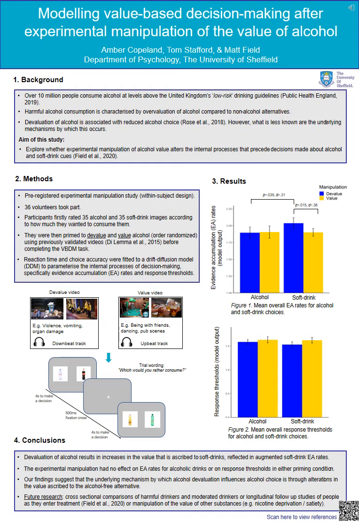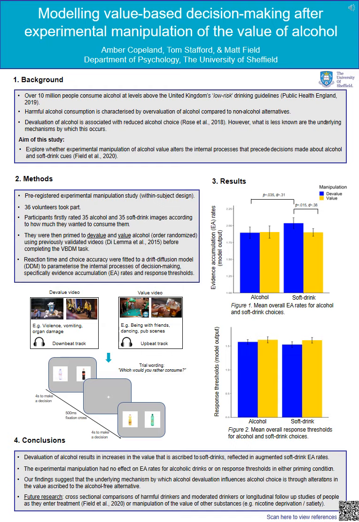The aim of this study was to explore whether experimental manipulation of alcohol value alters the internal processes that precede decisions made about alcohol and soft drink cues. This was a pre-registered experimental manipulation study and 36 people took part.